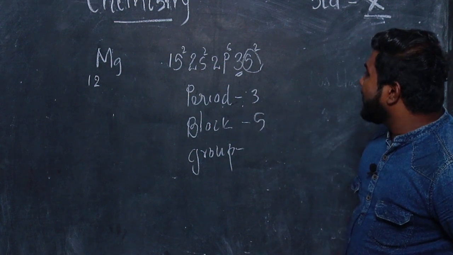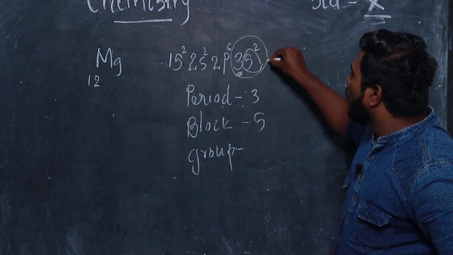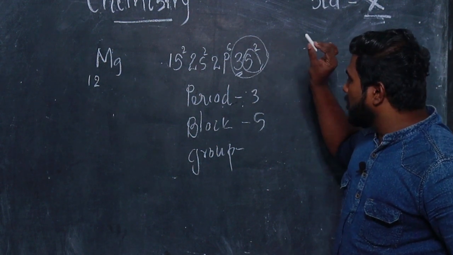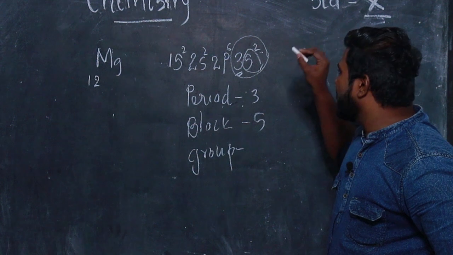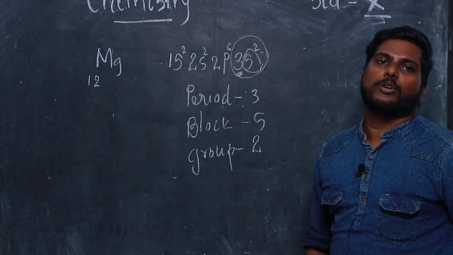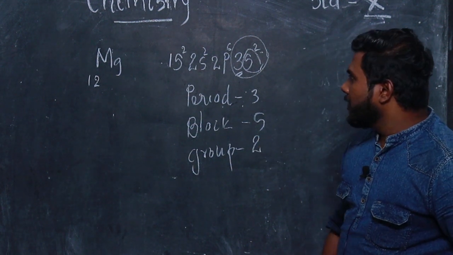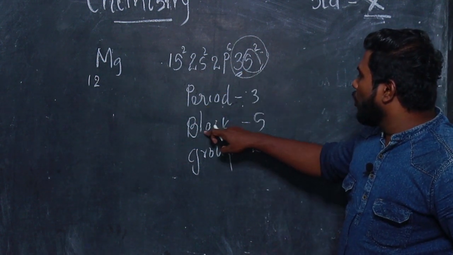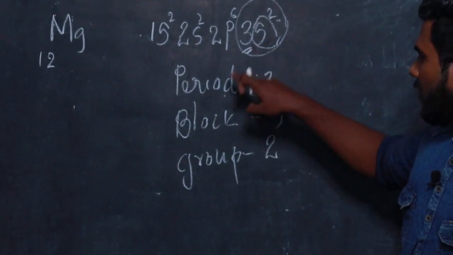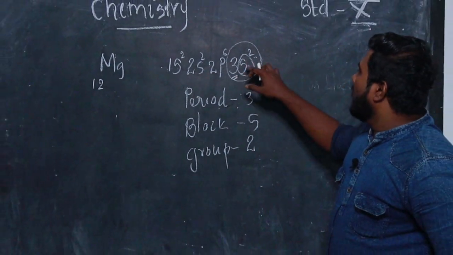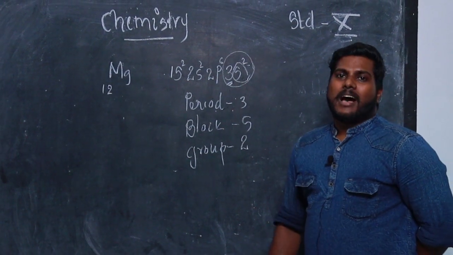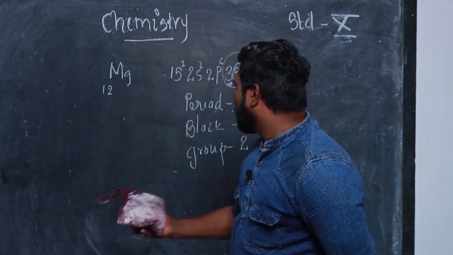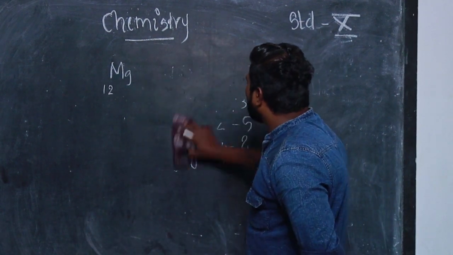Group means we take the last subshell or largest subshell, and the number of electrons present in this subshell is the group. Here 2 is the number of electrons, so we can take the group number as 2. Clear? Once more I want to explain: period is the largest shell, block is the outermost subshell, and group is the number of electrons present in the outermost subshell.